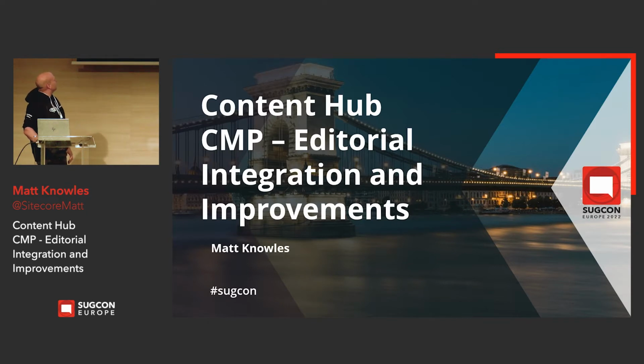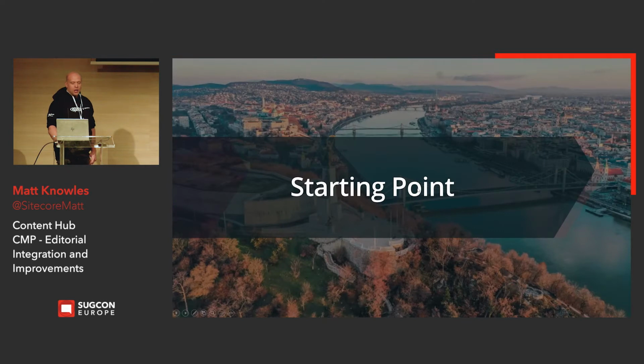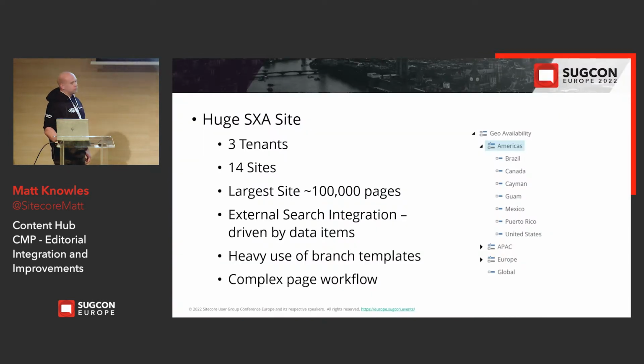So, Content Hub, CMP, with XP, or XM actually, integrations and improvements. So where did we start from? We started from two years into a five-year cycle with an XP site, three tenants in the site, 14 sites across the tenant, at least 100,000 individual pages in the largest site, external search integration, not just from within the Sitecore instances, but across the whole organization. So data was surfaced across the organization.